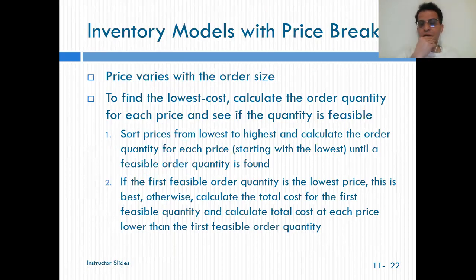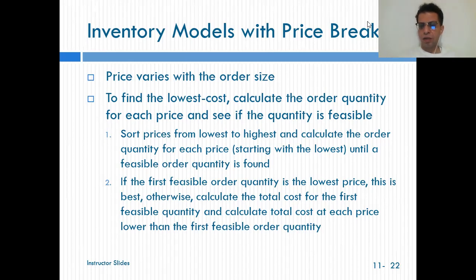Now, inventory models with a price break. Price varies with the order size. So you order 10, it's $5. You order 100, it's $4, for example. And to find the lowest cost, calculate the order quantity of each price and see if the quantity is feasible. Now sort the prices from the lowest to the highest and calculate the order quantity for each price, starting with the lowest until a feasible order quantity is found.